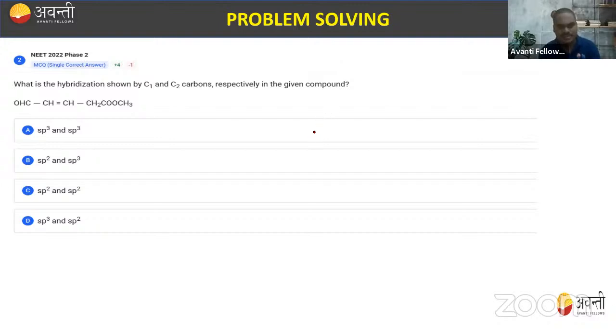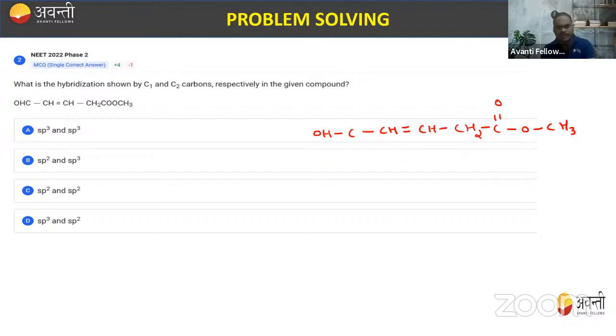So we have a structure like this: OH, this is C, CH, CH, and this is CH2, CO, O, CH3, right? And they ask what is the hybridization shown by the C1 and C2 carbon. So which one is the C1 and C2 carbon? Can anyone tell me? Right.